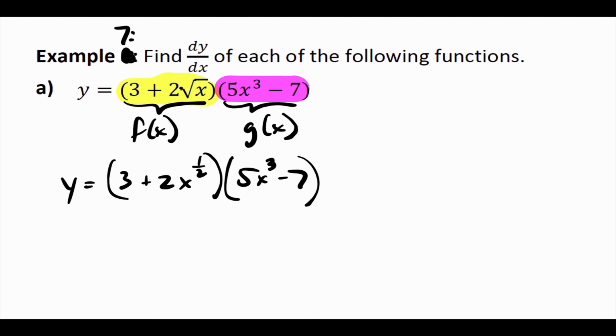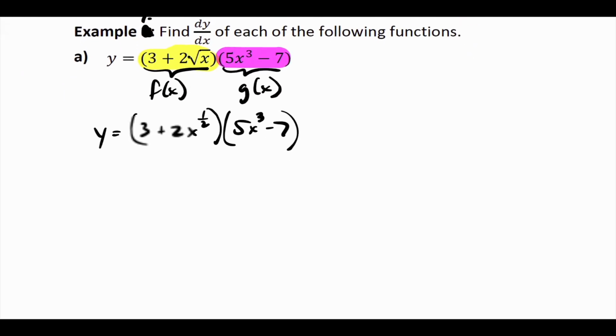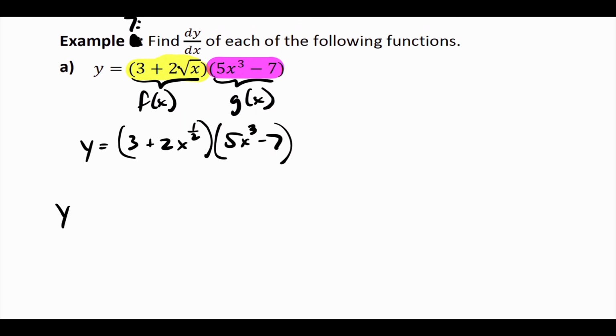Okay. That does look good. All right. So let's use the product rule. Okay. So the first thing says rewrite the first one. So we have yellow is f, pink is g. So the first thing we're going to do is rewrite the first one. Okay. So rewrite the yellow.